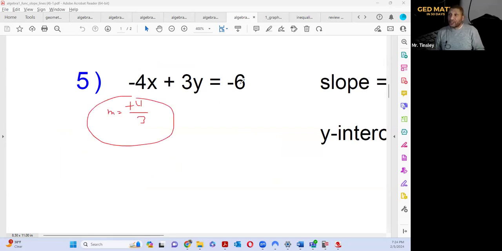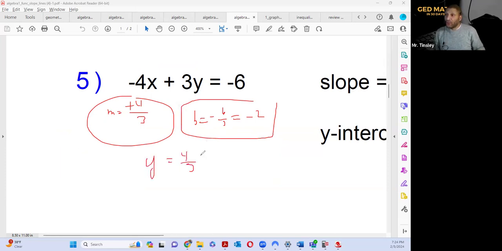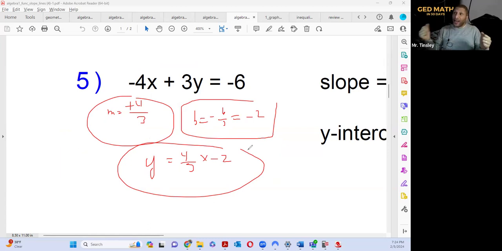And y-intercept, -6/3, -2. If I want to know what this standard form equation is in slope-intercept form, y = 4/3 x - 2. Bam. That's where you want to get to. That's where the mental math comes from. Where you look at it and say, oh, +4/3, slope of 4/3. Y-intercept -6/3, -2. If I wrote this equation in slope-intercept form, y = 4/3 x - 2.